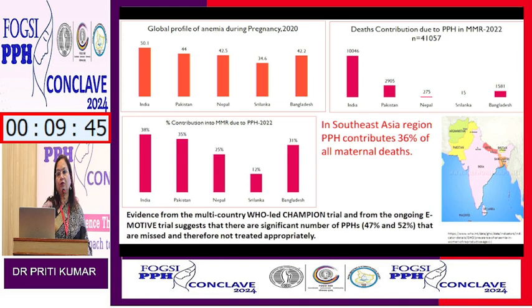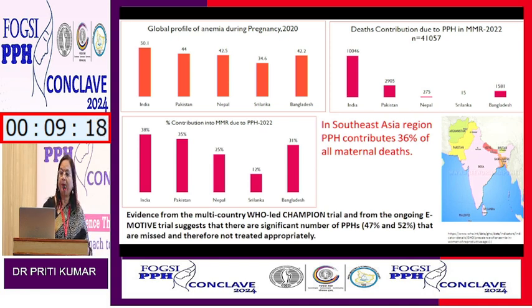Why? Because if you see this graph in the South Asian region, India is at the top, because the deliveries are more, therefore the prevalence and incidence of PPH is very high in India among all the South Asian region. In the South Asian region, PPH contributes to about 36% of all maternal deaths. And when you stand at the global platform and say that India has the highest prevalence of PPH, it is very shameful for us.